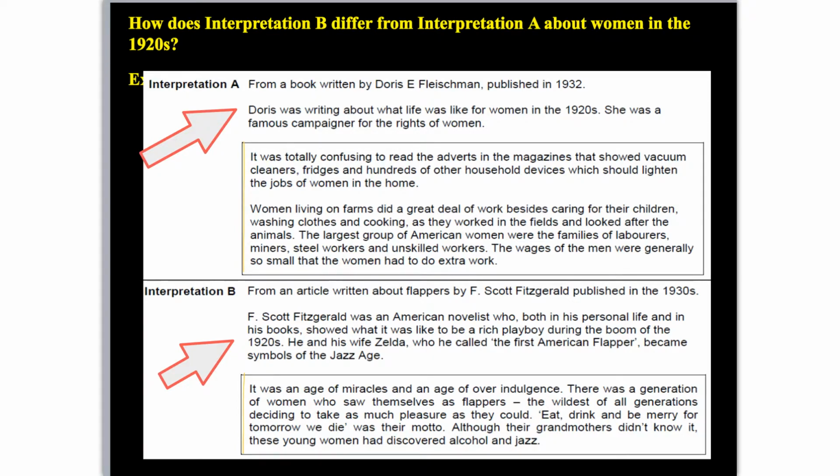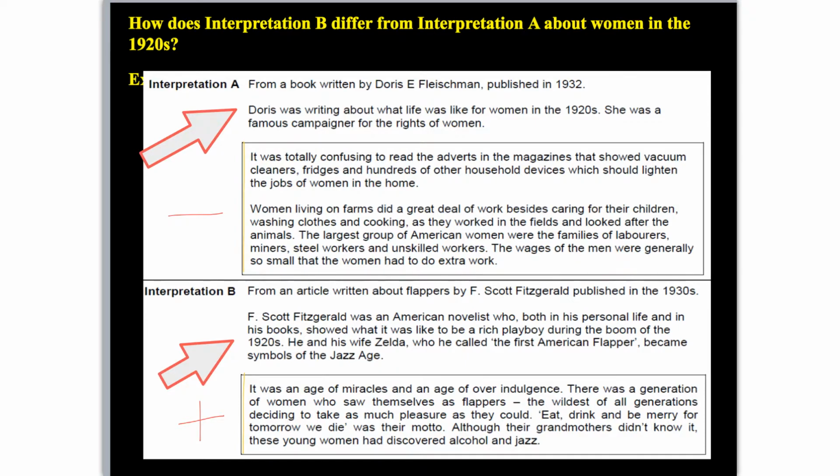The top one by Doris Fleischmann here was very much towards the idea of a negative interpretation, whereas Fitzgerald was a more positive interpretation. It's probably worth bearing those two things in mind because you're asked to really comment on why they have those two perspectives.